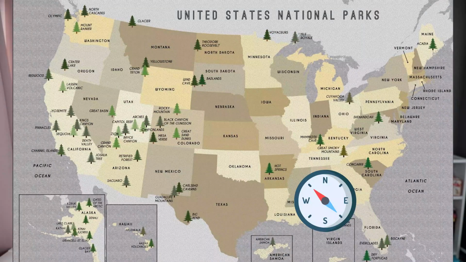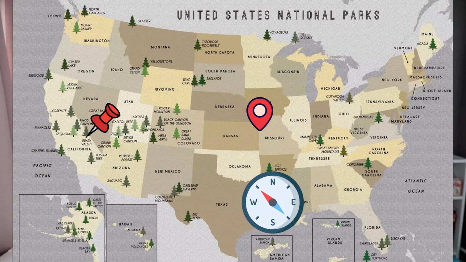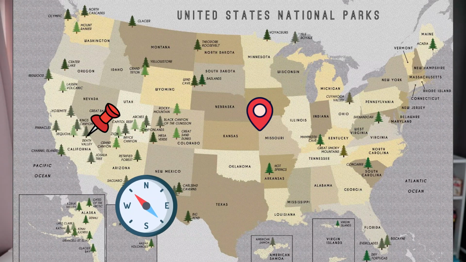So recently, I came back from a trip to Death Valley National Park. If we look at this map of the United States, we can see that Kansas City is here, and that Death Valley National Park, which is in California, is over here. Looking at our compass rose, we can see that Death Valley is west of Kansas City. And we know that because the compass rose shows us north, east, south, and west.